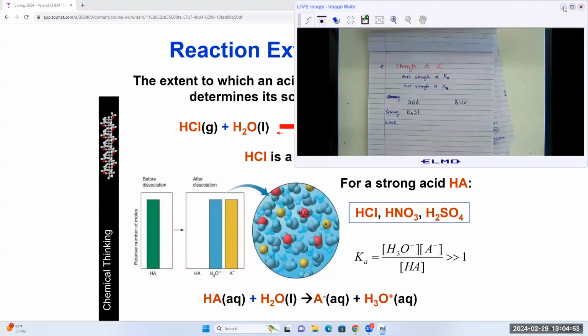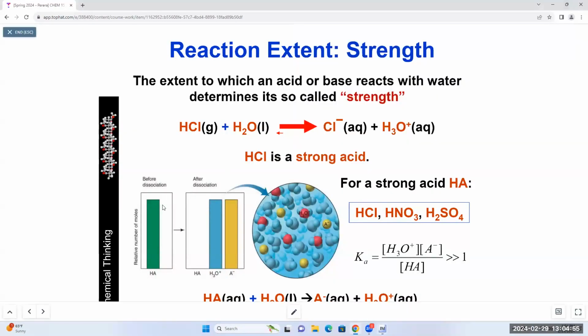Okay, so here's the pictorial representation for the same thing. Here's before dissociation, HA. After dissociation, you have almost no weak acid left. Everything is converted into H3O plus and A minus. Okay, and that is characteristic of a strong acid. And that's how we get a product favored reaction, Ka greater than 1.